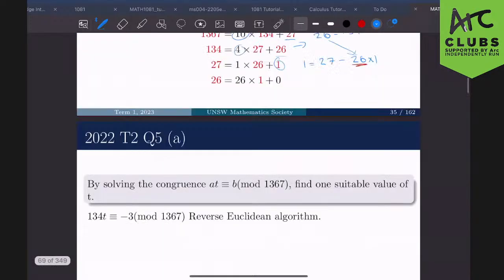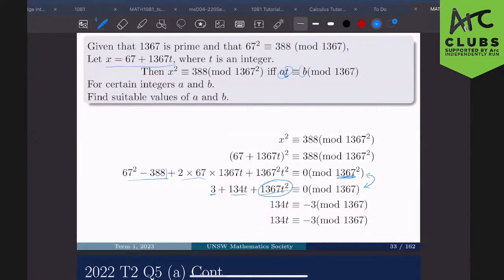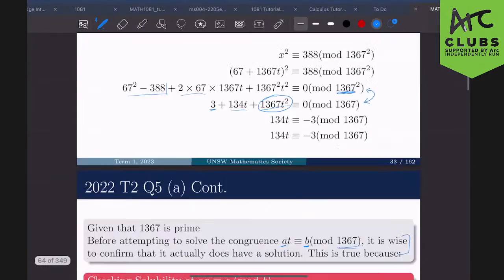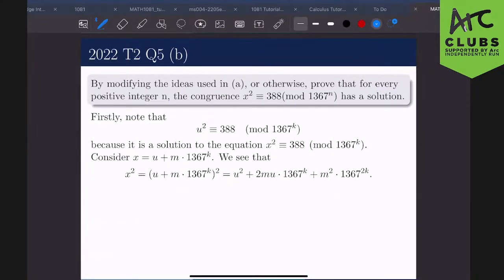So it's just the reverse Euclidean algorithm, and we had this simplification earlier. But now they've asked for this question, which requires a much deeper understanding of the rules and the ideas that we've learned.